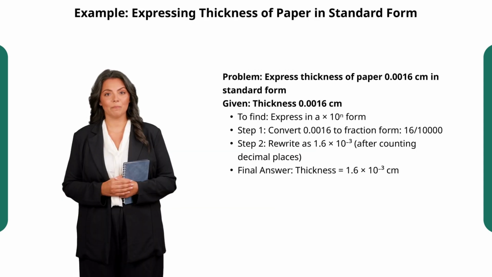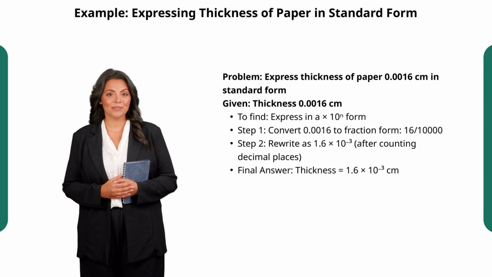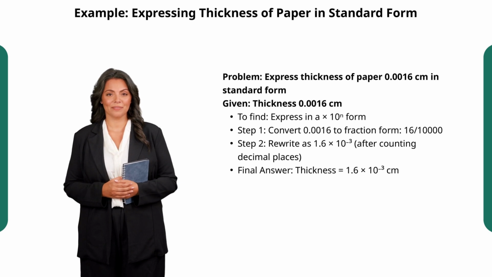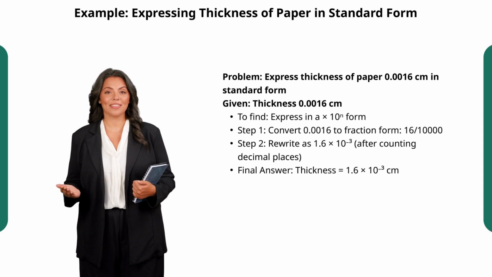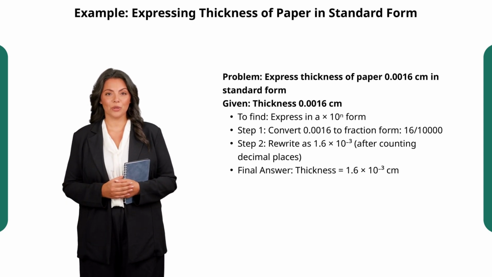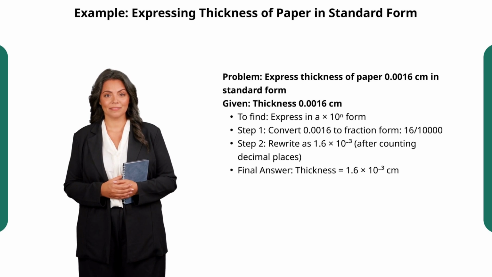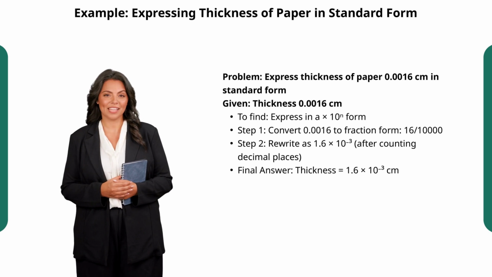Let's handle another practical example, expressing the thickness of a piece of paper measured as 0.0016 centimeters, using standard form. Step 1. Convert the decimal 0.0016 into a fraction to understand its meaning. That is 16 divided by 10,000. Step 2. We rewrite this as 1.6 times 10 to the power of negative 3.